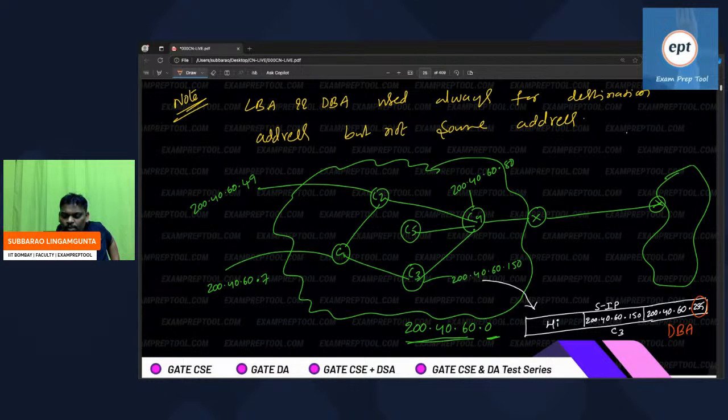It will go to this network. Is it already there in this network? See, source is already in the same network. So it is already there; all the people in this network you send. So what I mean to say is, you can use DBA as LBA also.